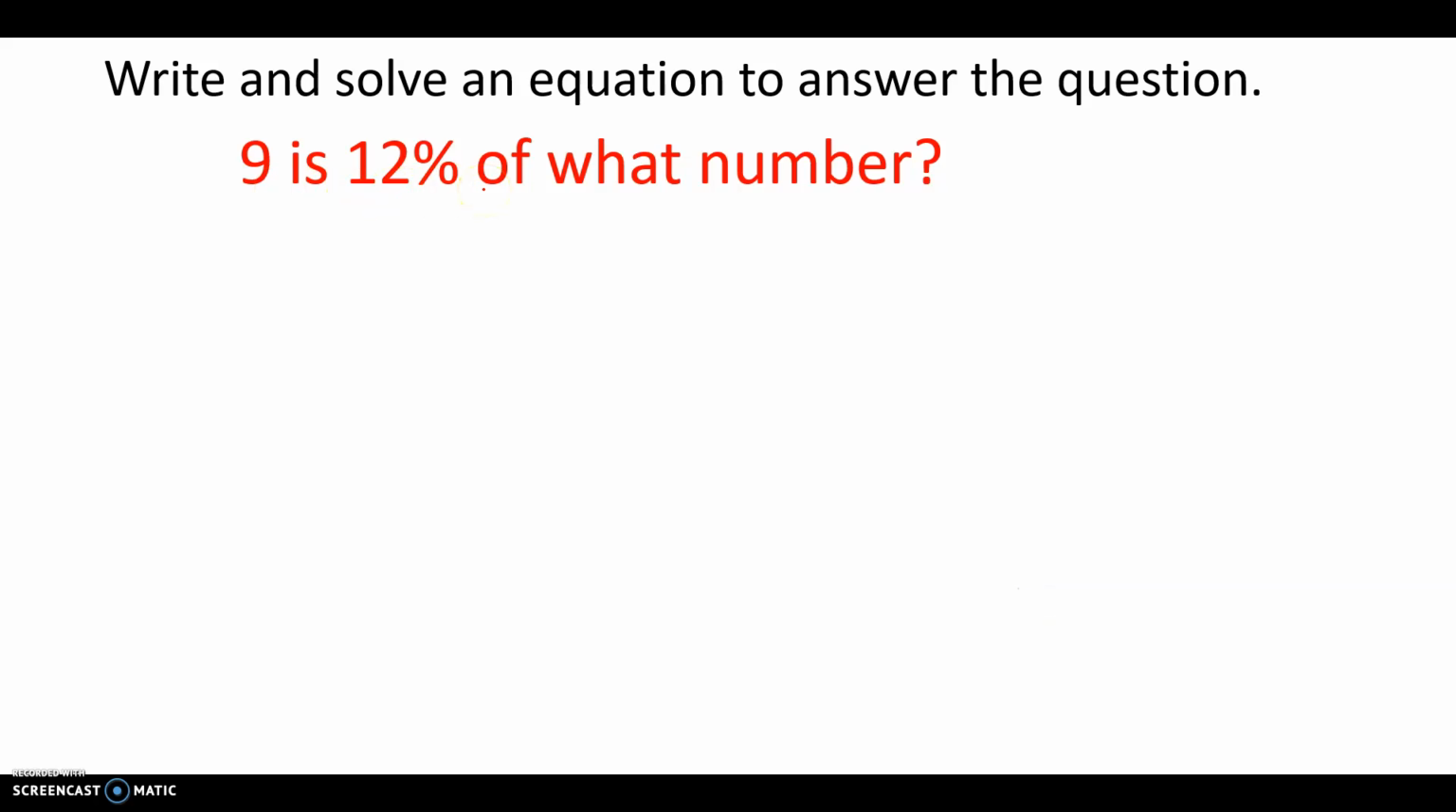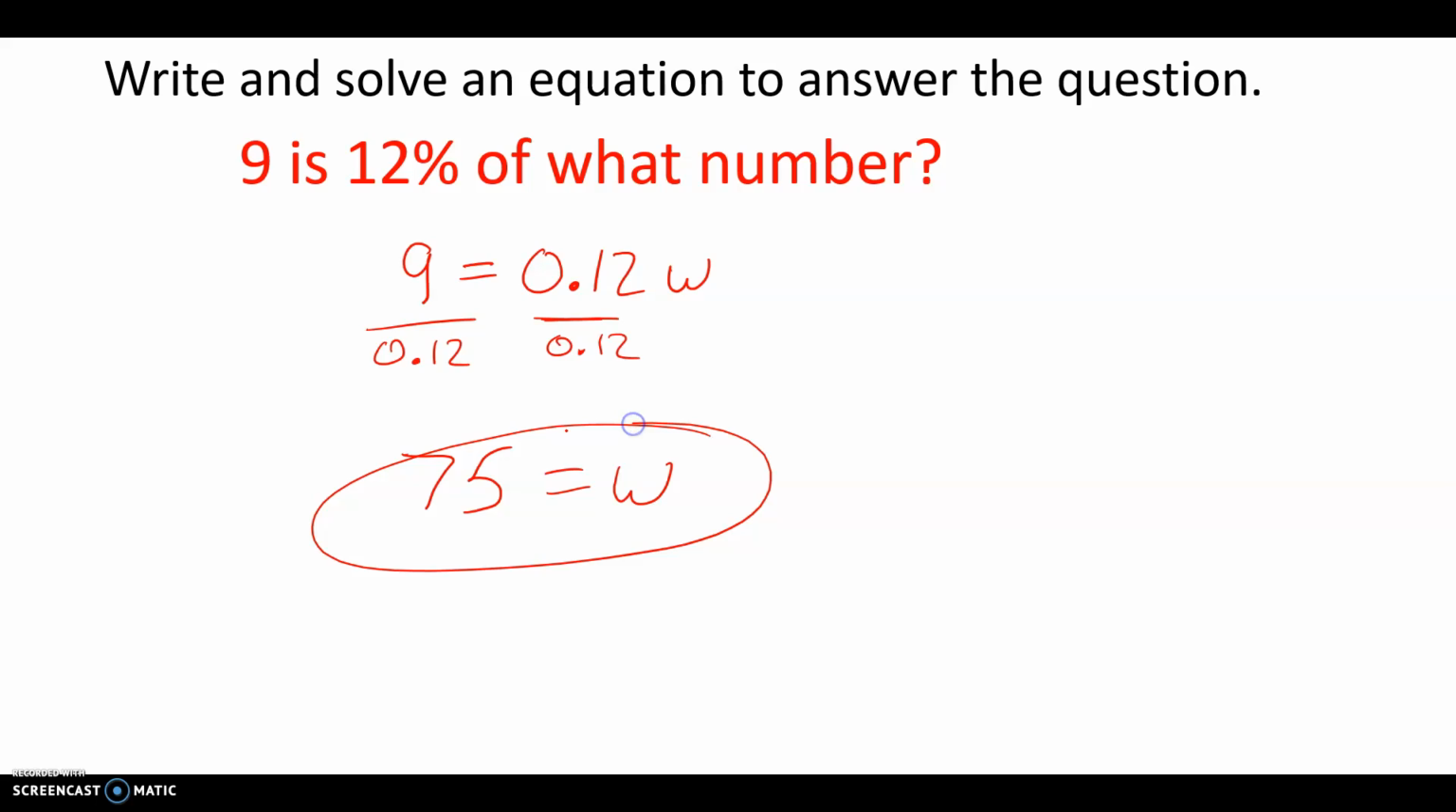9 is 12% of what? So 9 is equal. 12%, that's 0.12 of what number? So that's our W. Then all you have to do is divide by 0.12. So 9 divided by 0.12 gives you 75. So that's the first page. Go ahead and turn to page 2.